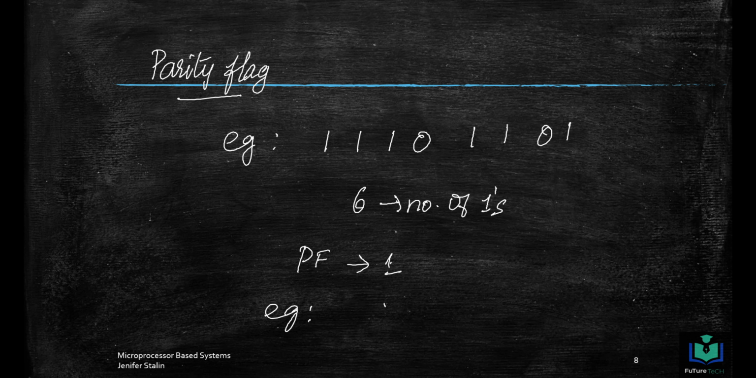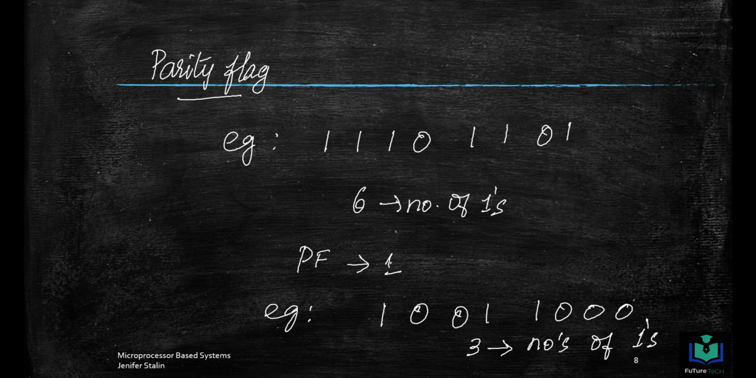Another example, let's say, count the number of ones. It is only 3. How many ones are there? 3 ones, right? So that means in this case the parity flag is not set, that is, it is reset. Okay, so that's all about flag registers.